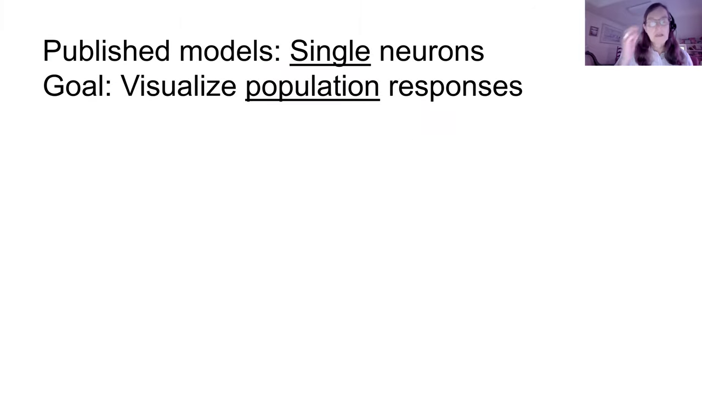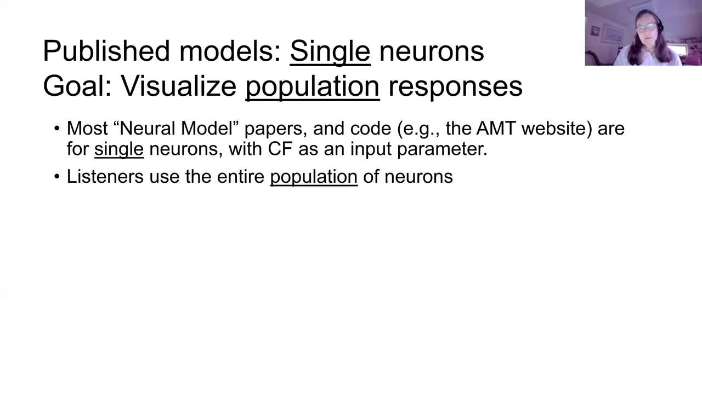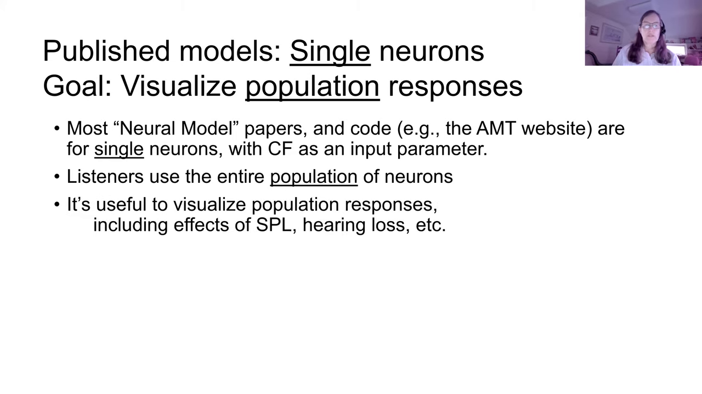Most published models are for single neurons, and a key parameter, of course, is the CF, or center frequency. But a major goal of this web app is to help visualize population responses. So we presume listeners or behavioral animals are using their entire population of neurons to do a task. So it's important to have some representation of that population response if we want to try to predict those responses, as well as to understand effects of sound pressure level and hearing loss on the global response of the population of neurons.